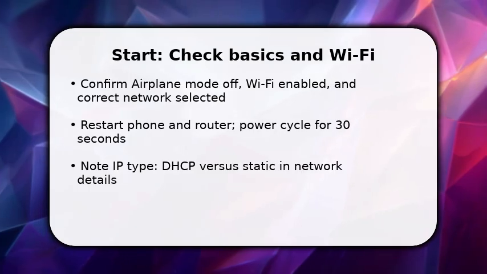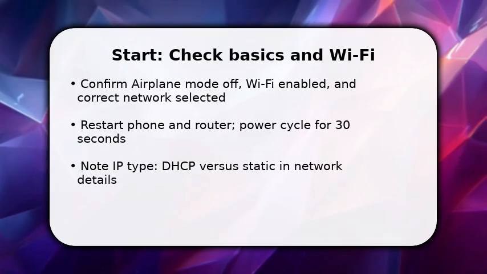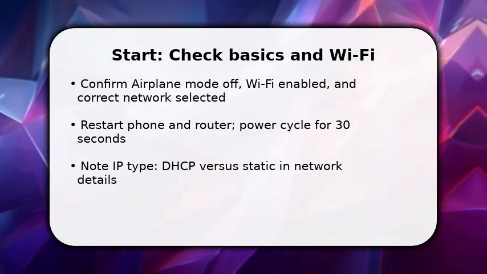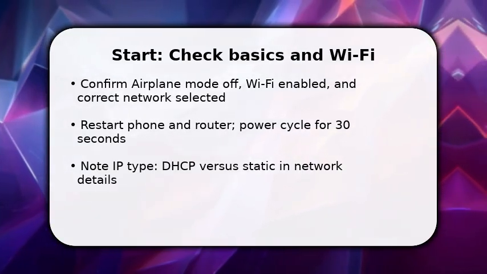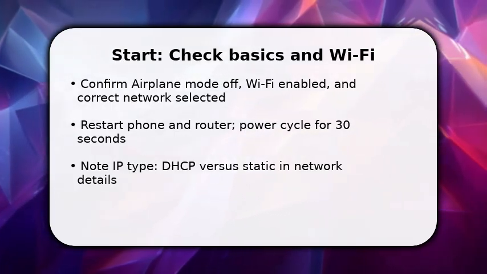Enjoy the video. You start by verifying immediate prerequisites. Make sure airplane mode is off, Wi-Fi is enabled, and you've selected the correct SSID. Then restart your phone and the router: power off, wait 30 seconds, power on.